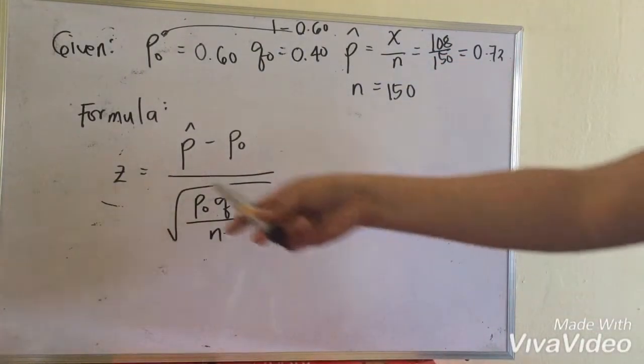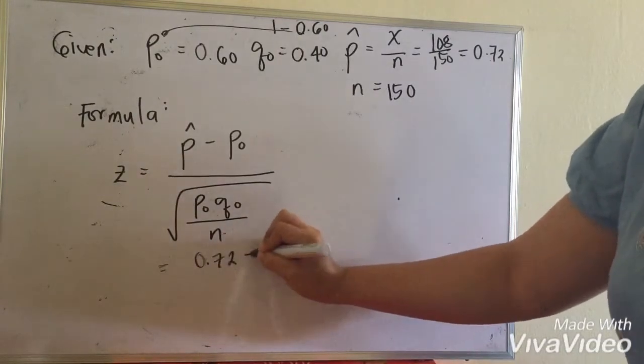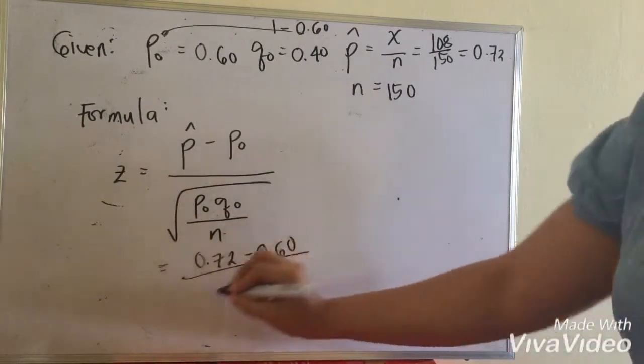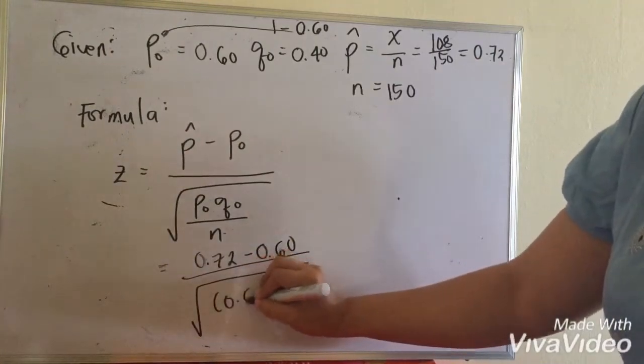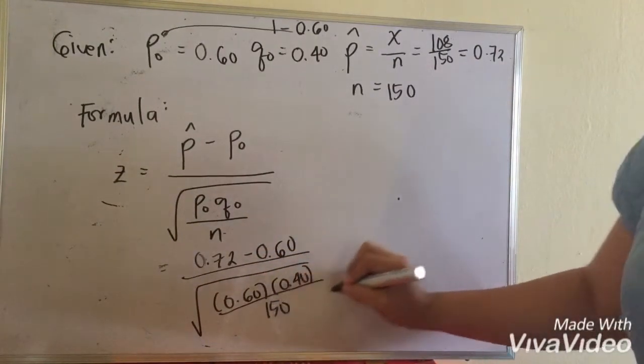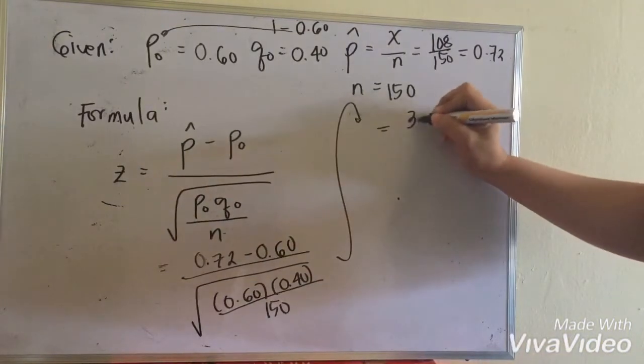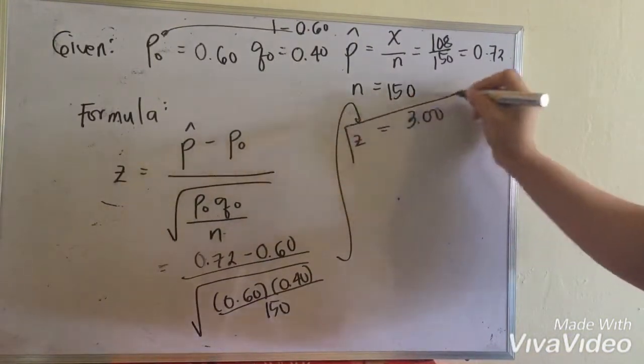Let us solve for our z-test statistic. That is 0.72 minus 0.60 over the square root of 0.60 times 0.40 divided by 150. If we continue solving that, we will get an answer of 3. And this is our test statistic z.